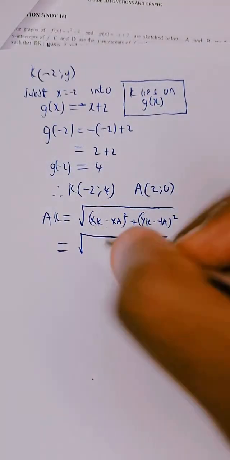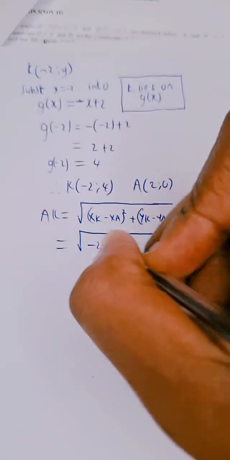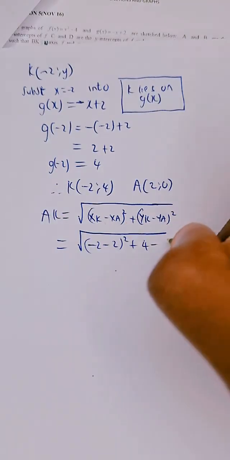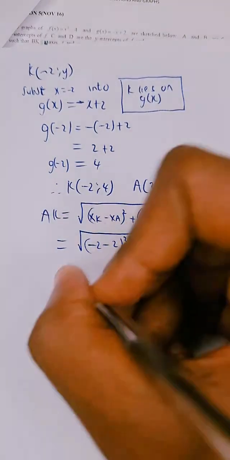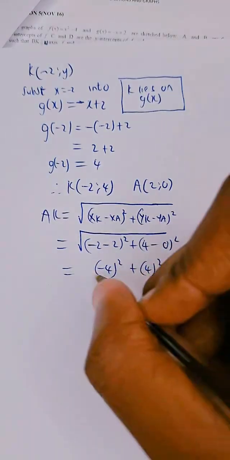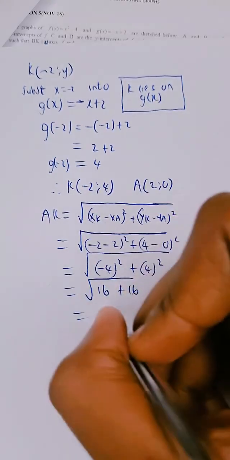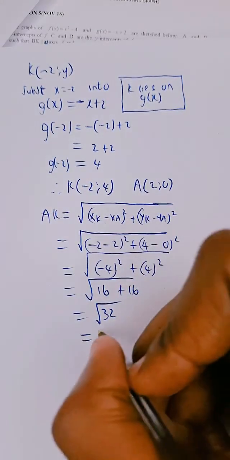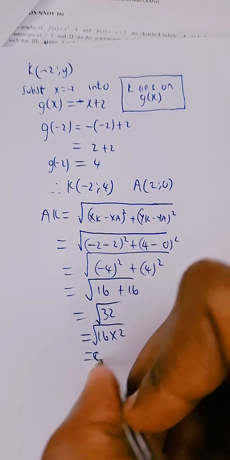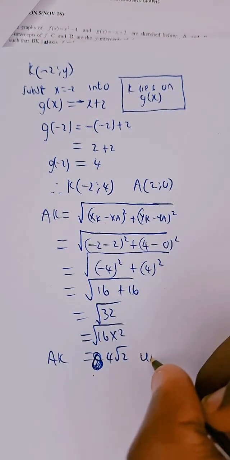So the x coordinate of K, negative 2, minus the x coordinate of A, that's 2. Y coordinate of K, that is 4. Y coordinate of A is 0. Then we have negative 4 squared plus 4 squared here. That means 16 plus 16, which is 32, which, if we simplify the surd form, we have 4√2 units.